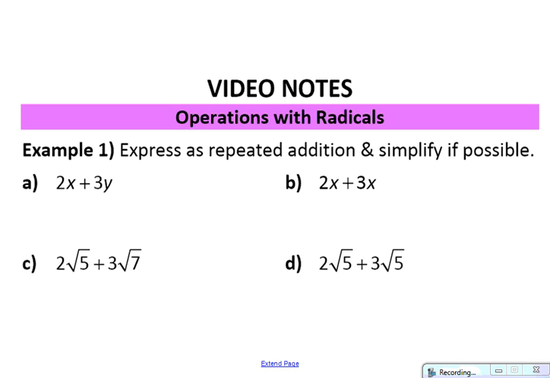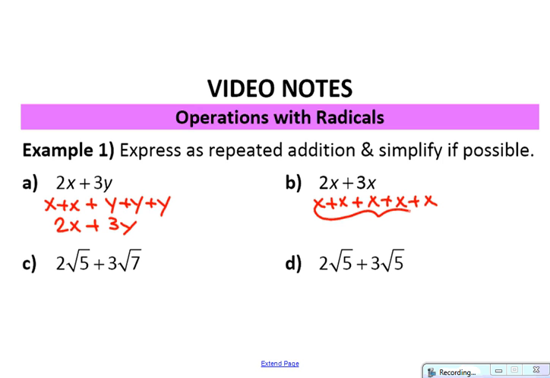adding radicals. So if I have 2x plus 3y, 2x is technically x plus x, and 3y is going to be plus y plus y plus y. When I take a look at that, it is still just 2x's plus 3y's. But B, I have 2x's, so x plus x, plus 3x's, so x plus x plus x, and all in all, I have 5x's. I can add 2x plus 3x and get 5x's because they have like terms.